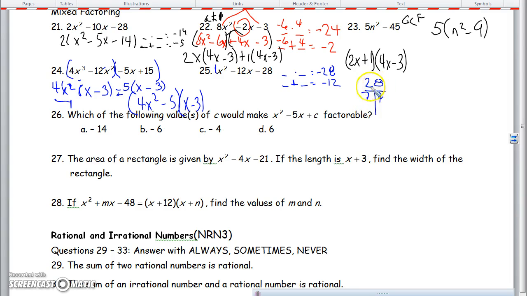And then you have to check. All right, it's even. 2 and 14. Can I get 12 out of that? Yeah, if I subtracted 14 from 2, I can get negative 12. So make that negative. 2 and negative 14. x plus 2 and x minus 14. And that's it. You're done there.